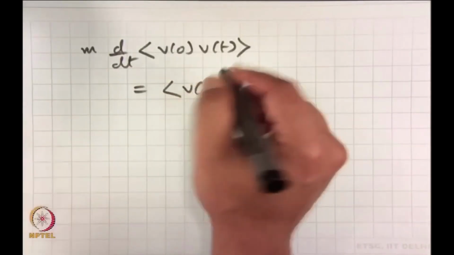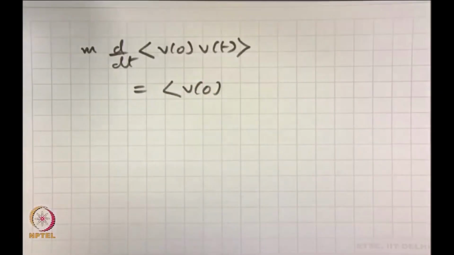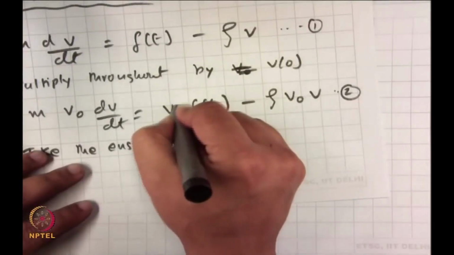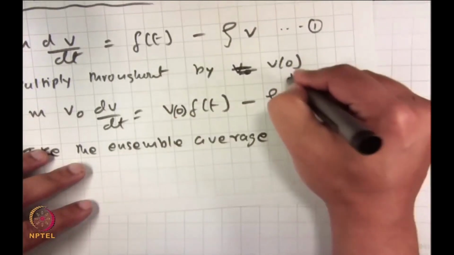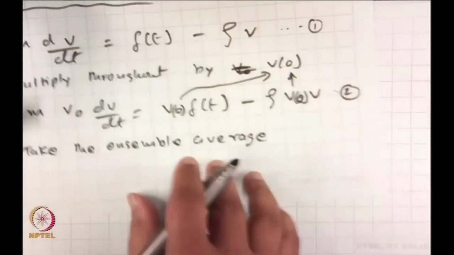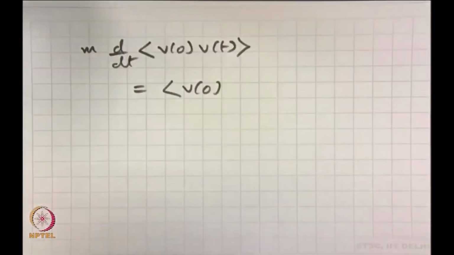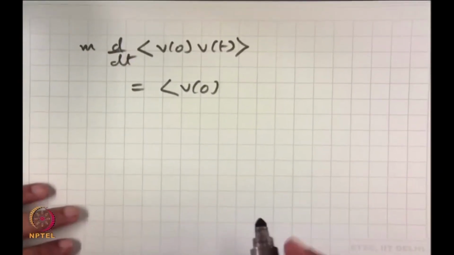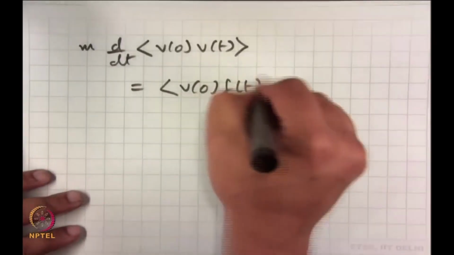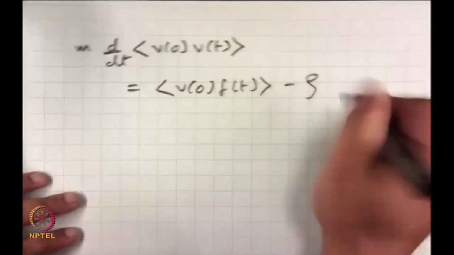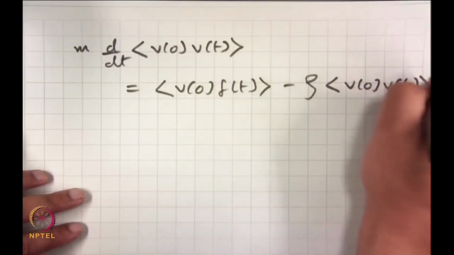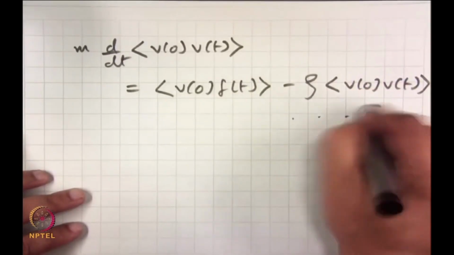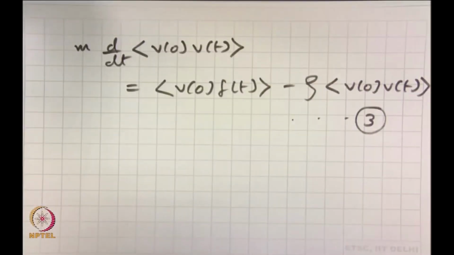V0, just put this in brackets, I am always forgetting this. It does not matter, but anyway we stick to what we do. F(t) minus xi, then V0 V(t), and this would be equation number 3. No problem, right? Why can I do that?